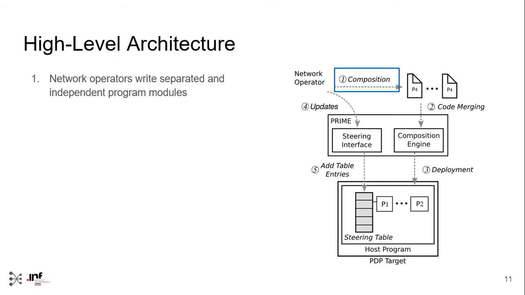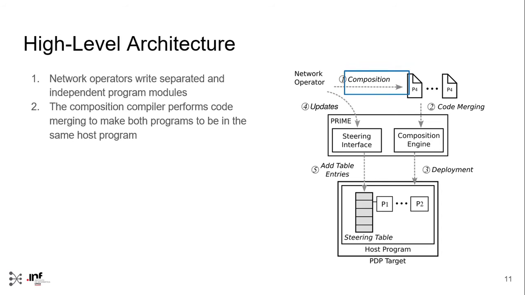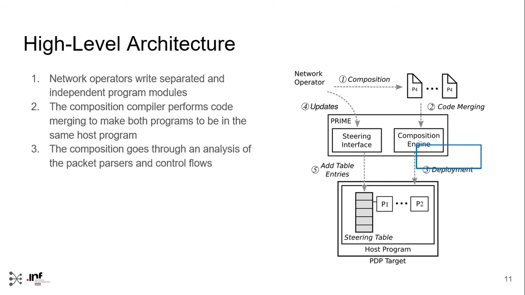The high-level architecture of PRIME enables network operators to write separate independent P4 program modules. We then use source code merging to compose both programs into a single program, which we call the host program, that is also provided by PRIME. During the composition, we go through a source code analysis that identifies conflicts between program modules, and if we pass this analysis, we may deploy this program to the switch device.